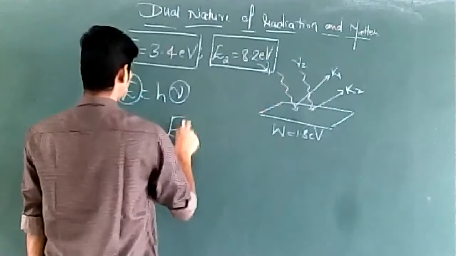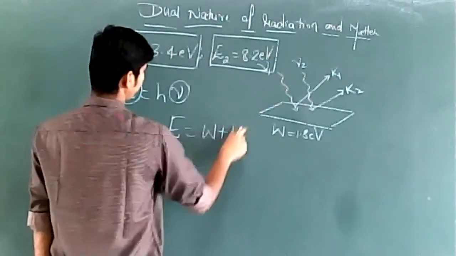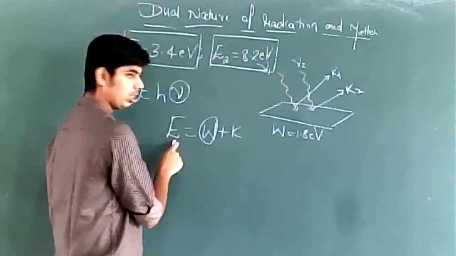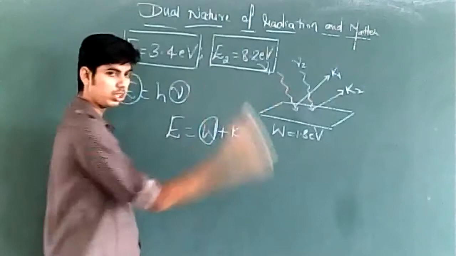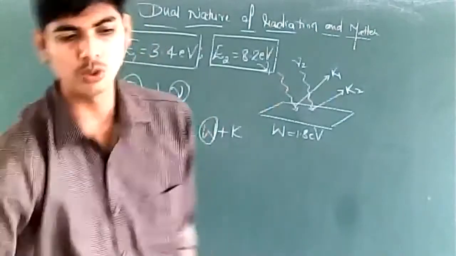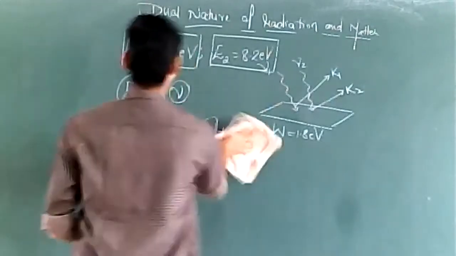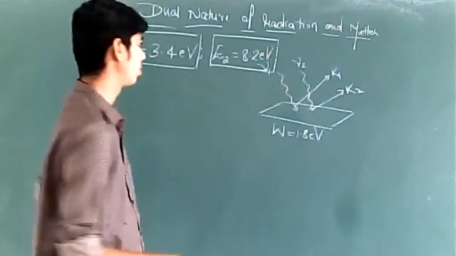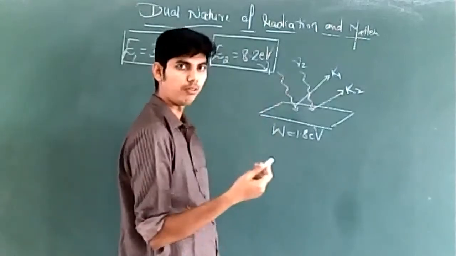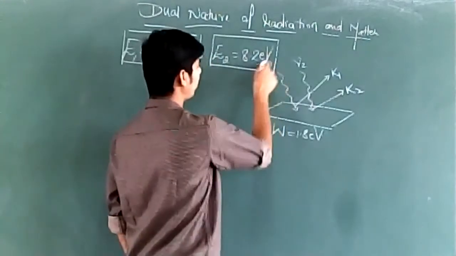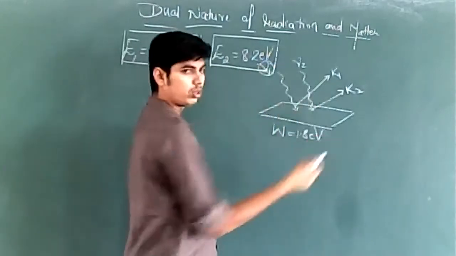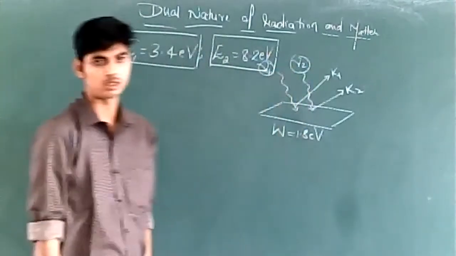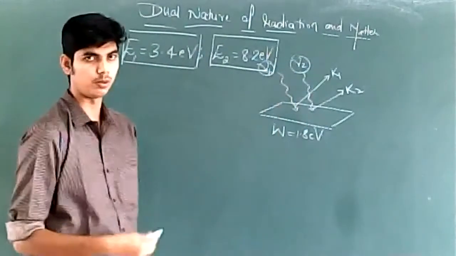We know that E is equal to W plus K. W is constant for a given material. So if E changes, correspondingly kinetic energy should also change. Now you need to calculate the ratio of maximum speeds of the emitted electron in these two cases. First calculate speed of the electron emitted when light of frequency nu1 is incident, next calculate speed when light of frequency nu2 is incident. Then take the ratio between them.